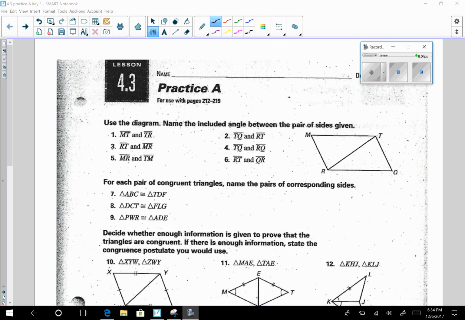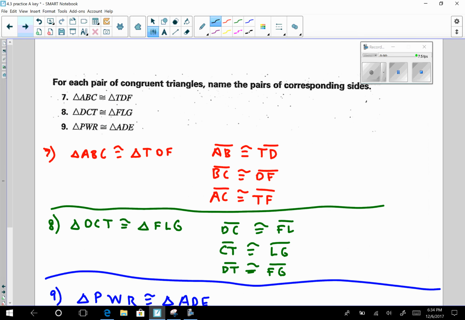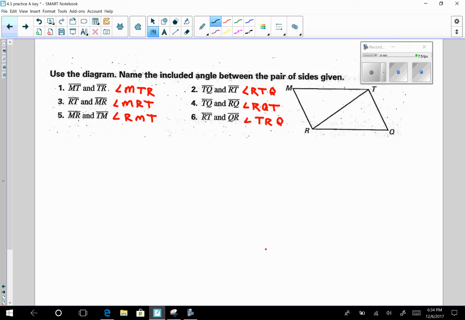So this is the worksheet that we're going to come up with the key for, 4.3 Practice A. This should help us for the retake quiz tomorrow. Let's get started on it. This particular worksheet should not be too awful bad. So here are the first 6 problems.